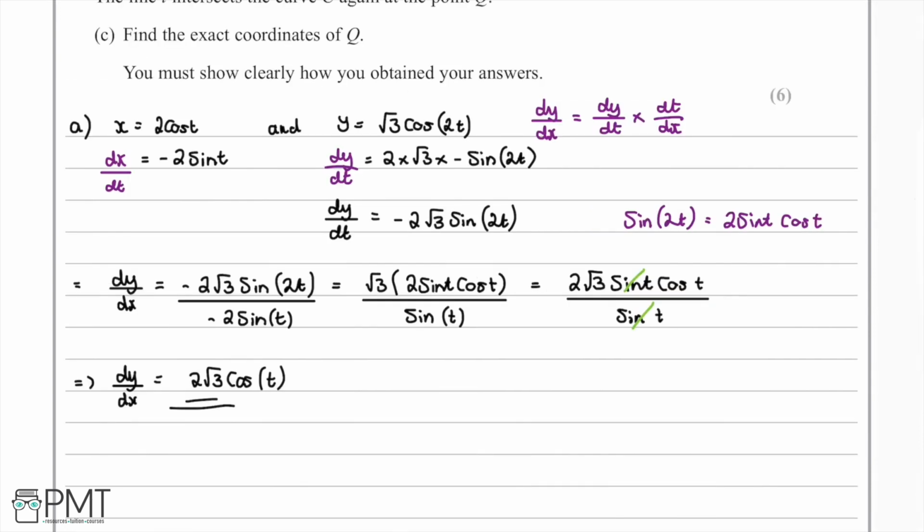So in part A of this question, there was 2 marks available, and we received our first mark for getting to this stage here, where dy by dx is equal to negative 2 root 3 sine 2t divided by negative 2 sine t. And then we received our second mark for managing to simplify this down using the double angle formula and concluding that dy by dx is equal to 2 root 3 cos of t.